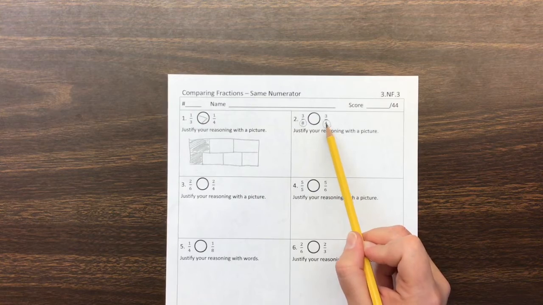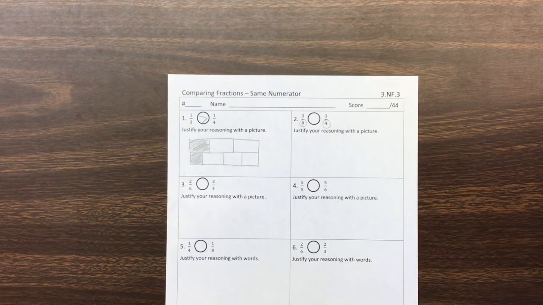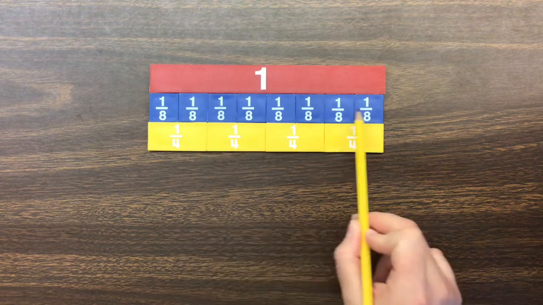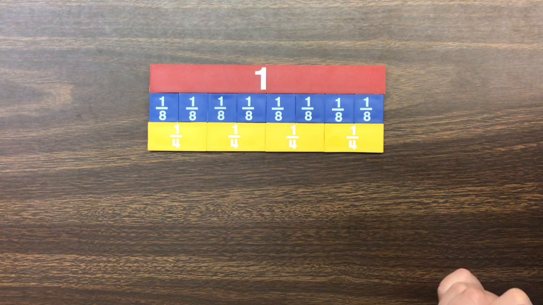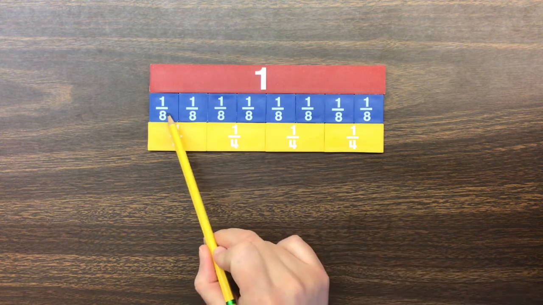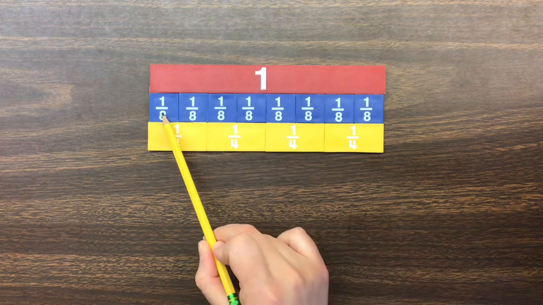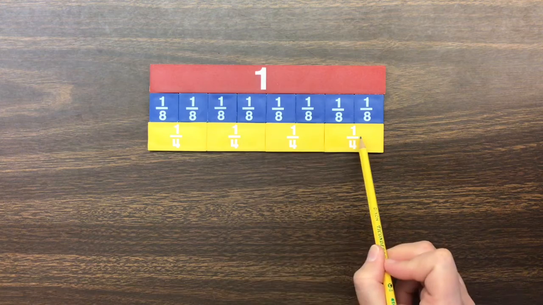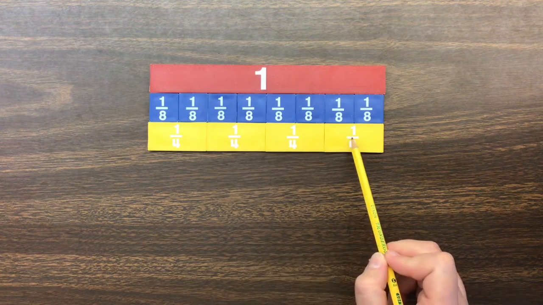Let's look at some fraction bars again. All right, here are the fraction bars. You can see that we've got 8ths compared to 4ths. And you can see that here the whole has been divided into 8 equal pieces. And here the whole has been divided into 4 equal pieces.